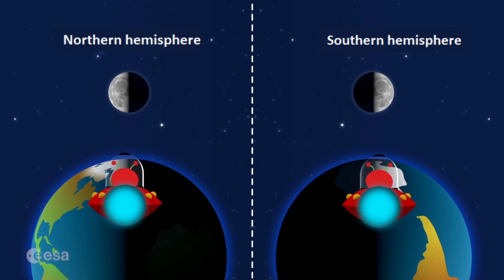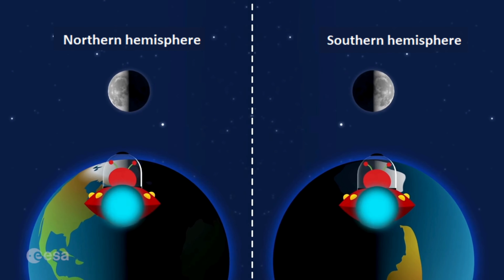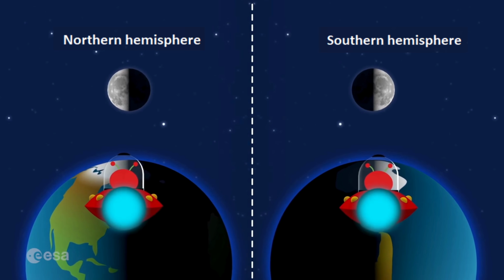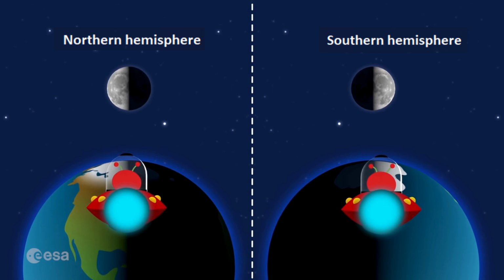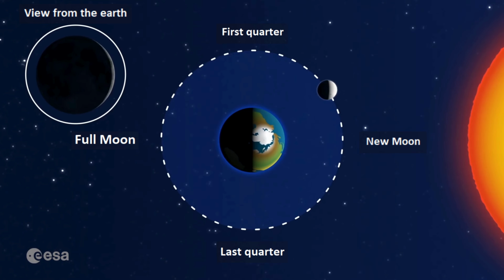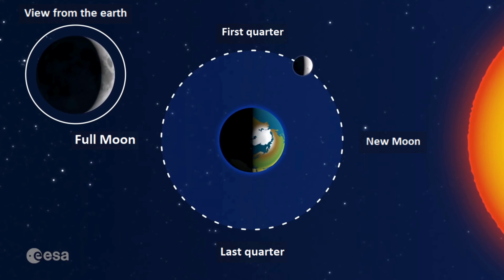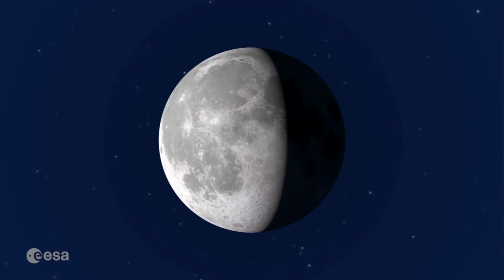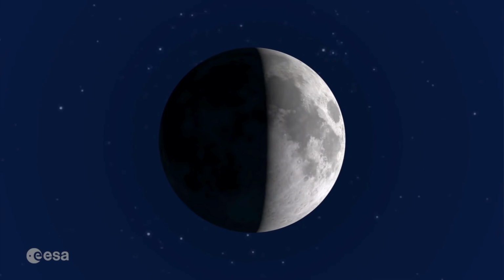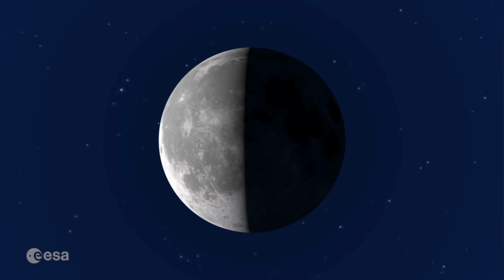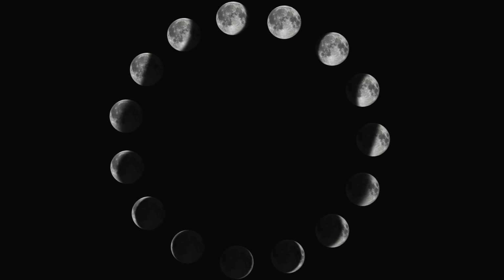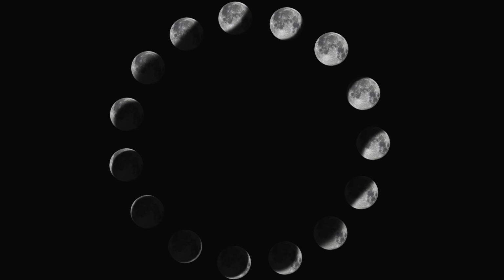If, on the other hand, you are in the southern hemisphere of the Earth, you will see the Moon upside down, and even the phases are a bit different. It is a bit like looking at it upside down. After it has completed an orbit around the Earth, the Moon returns to its starting position and the cycle begins again. So the Moon is always there, but we sometimes cannot see it.